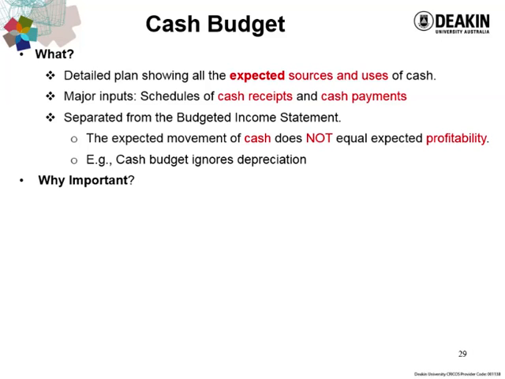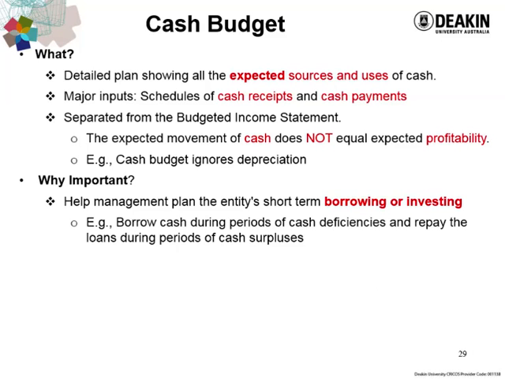So why is cash budget important? A cash budget is a planning tool for management decisions. It helps managers to evaluate and plan for capital needs. If firms are expecting deficits, they should obtain short-term borrowings. If firms have surpluses, they can consider short-term investment.